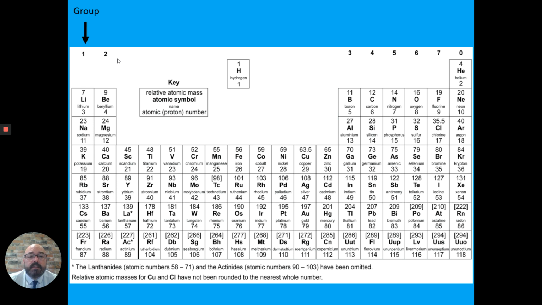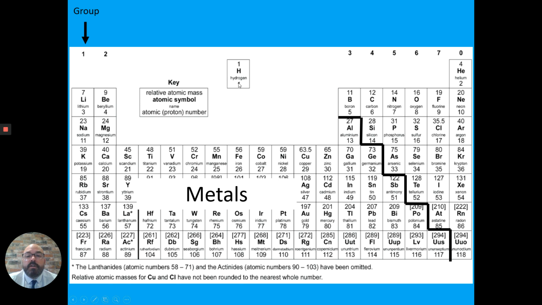The other distinction I'd like to draw your attention to is if we look at this zigzaggy line that's breaking the periodic table into two uneven halves. So we've got the larger half to the left of the zigzag line. All of those elements there are metals. If we just ignore hydrogen floating up here for now, everything here, they are all metals. And everything to the right of that zigzaggy line, they are all non-metals. So it's just a couple of little bits about the periodic table that are relevant to this presentation.